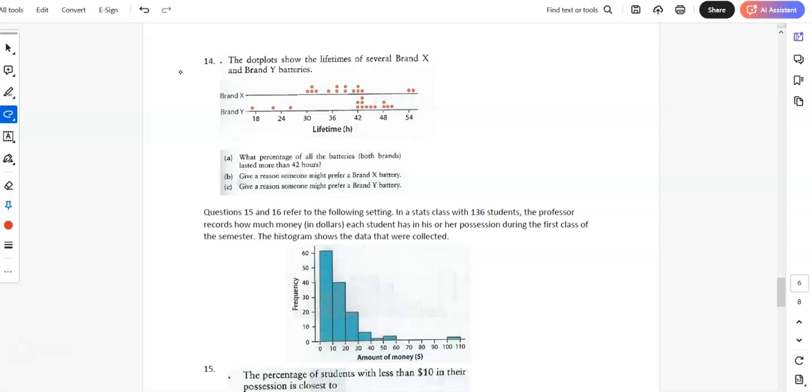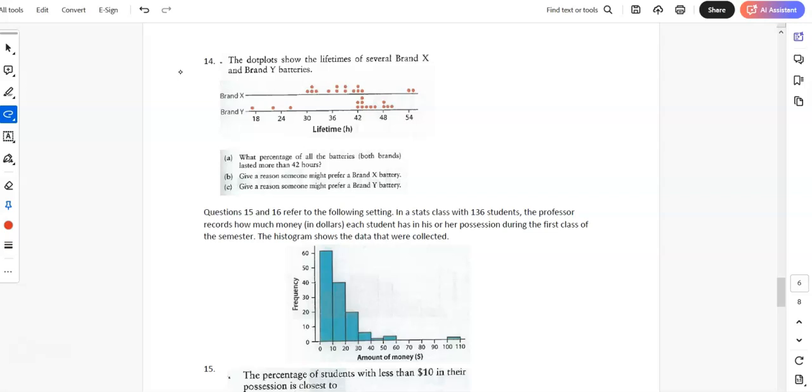So the dot plots show the lifetimes of several brand X and brand Y batteries. What percentage of all the batteries, both brands, lasted more than 42 hours? Give a reason someone might prefer a brand X battery, and then give a reason someone might prefer a brand Y. So what percentage of both brands lasted more than 42?